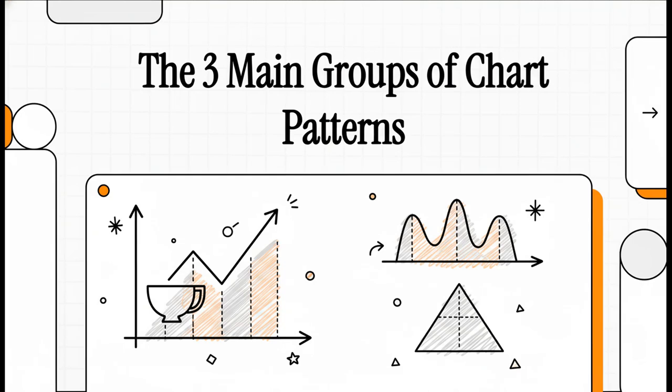When you first look at a financial chart, it can seem like just a bunch of chaotic lines going up and down. But what if I told you there's a story hidden in all that noise? Today, we're going to decode that story. We're going to break down pretty much every chart pattern you'll see into just three main groups. And by the end of this, you'll have a much better idea of how to read them.